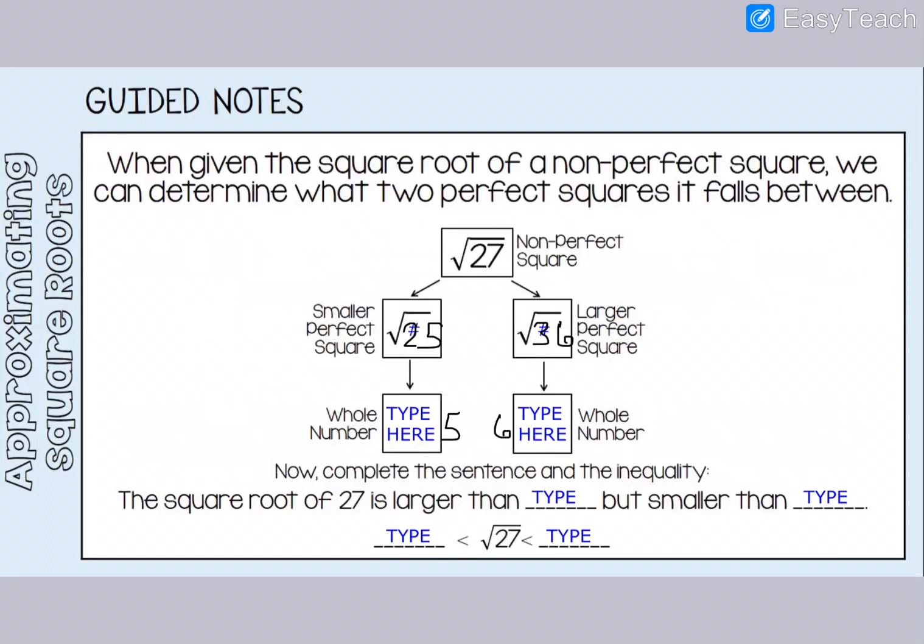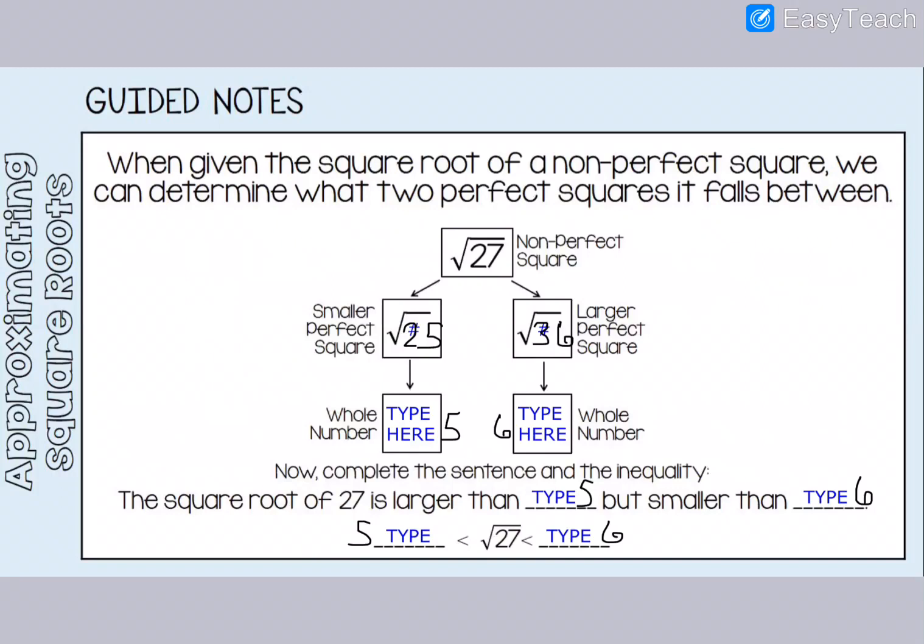Now complete the sentence in the inequality. So the square root of 27 is larger than 5, but smaller than 6. So you would write 5 and 6 here.